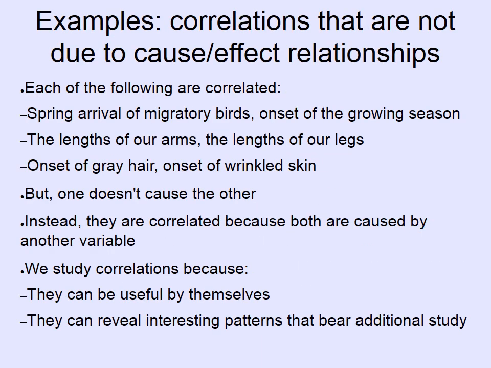There's some famous, good examples of correlations that are significant. Spring arrival of migratory birds and onset of the growing season, the lengths of our arms, the lengths of our legs. They occur together or may have a very strong correlation coefficient, high r, either in the negative or positive, but that doesn't mean one causes the other one. So you might ask, why do we look at them? Well, we want to see if there is that interesting pattern that bears additional studies. And in some cases, what we're going to really wonder is, would modeling under a linear regression then be appropriate for two variables?